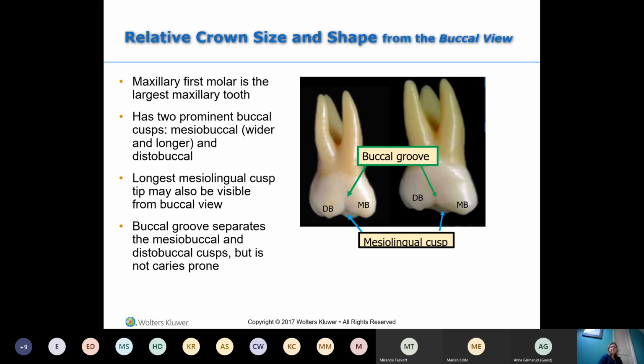The longest mesiolingual cusp tip may be visible from the buccal view. So the mesiolingual cusp tip is long. And what's on the mesiolingual cusp? The little thing that projects off of it? Anybody remember its name? Cusp of Carabelli. Cusp of Carabelli, mm-hmm. Yep. And the buccal groove separates the mesiobuccal and distobuccal cusps, but is not caries prone. So there's a little groove right there, but you generally don't get caries in that groove. Grooves are always susceptible to caries, and this is one of the few that isn't.